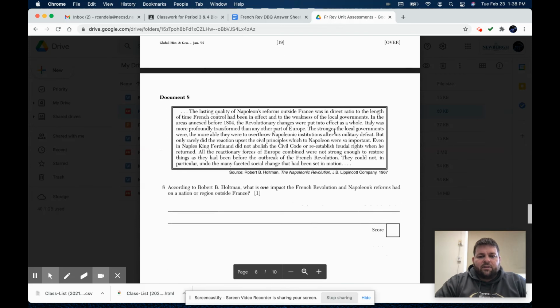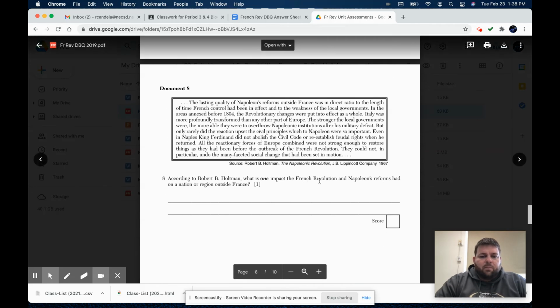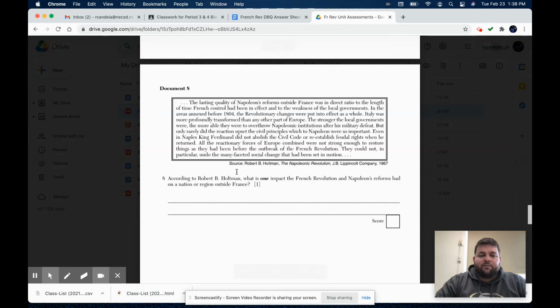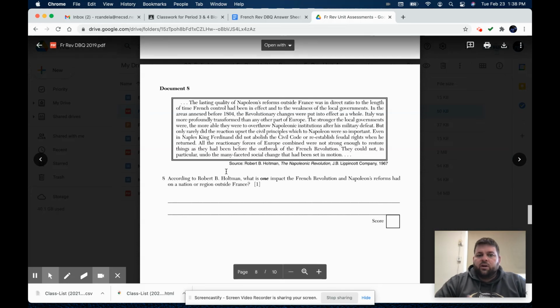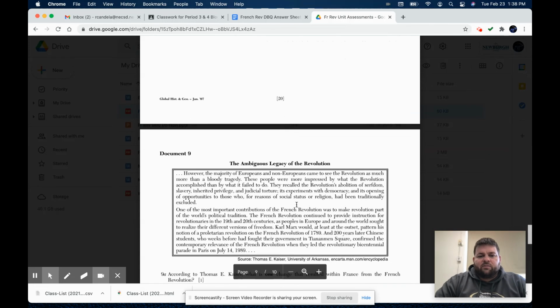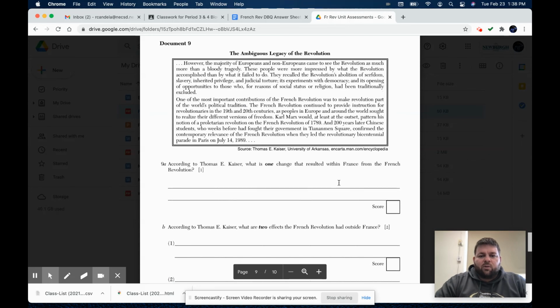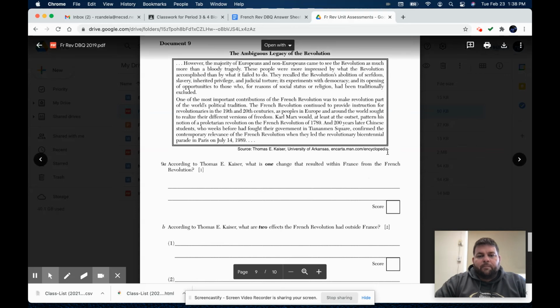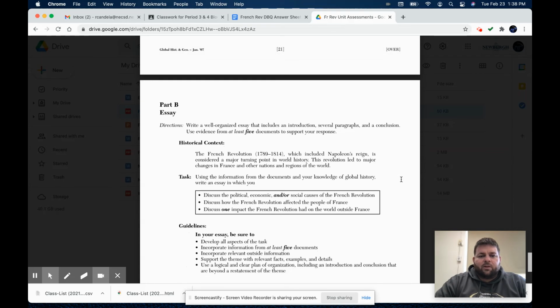And then they get into Napoleon's reforms outside of France. We talked about the Civil Code or the Napoleonic Code, and we talked about him installing some of his friends and relatives on the throne of other places, and so on and so forth. There's a couple other documents here.